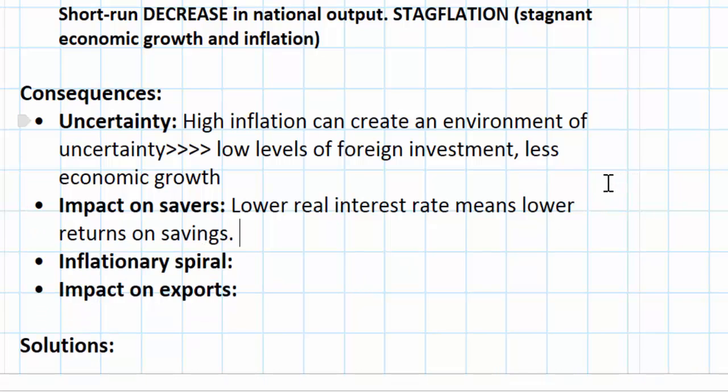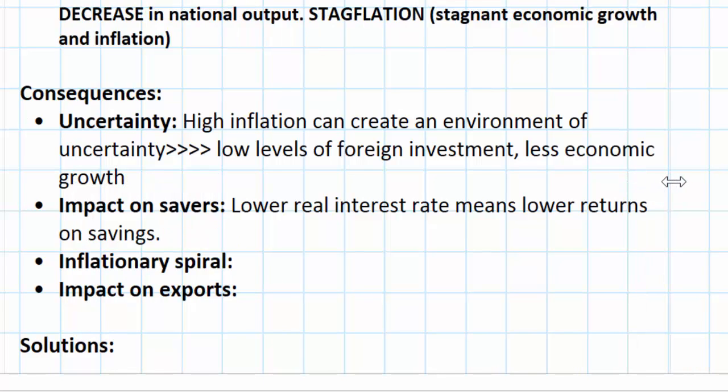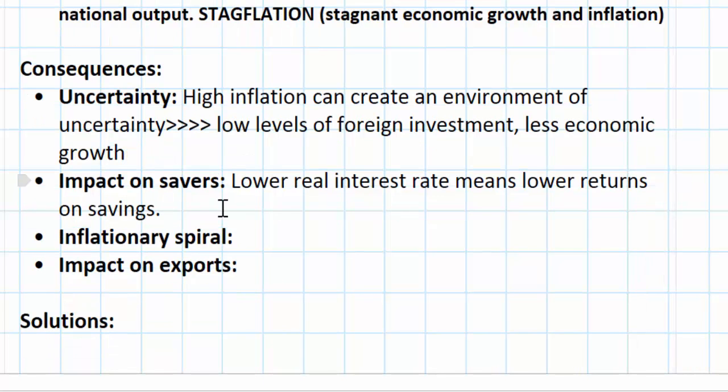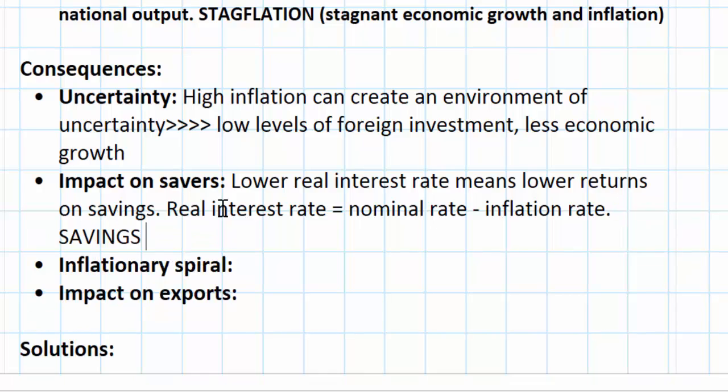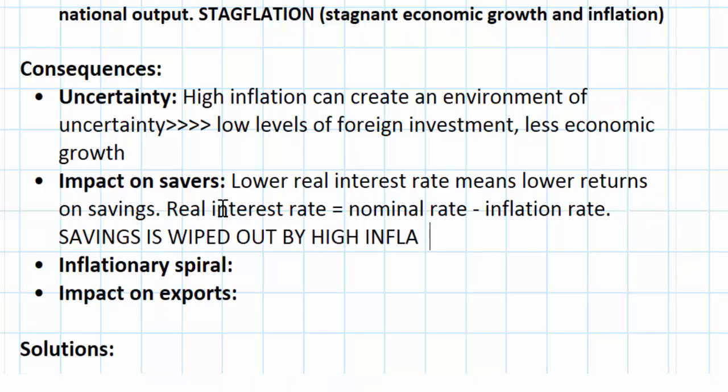The real interest rate takes into account the impact that inflation has on the value of money over time. If you're saving money at 2% and inflation rises to 3%, the real interest rate is actually the nominal rate minus the inflation rate. Now, what are savers looking for? They're looking for a good interest rate on their savings. If inflation rises, then the real rate of interest decreases and savings is wiped out by high inflation.